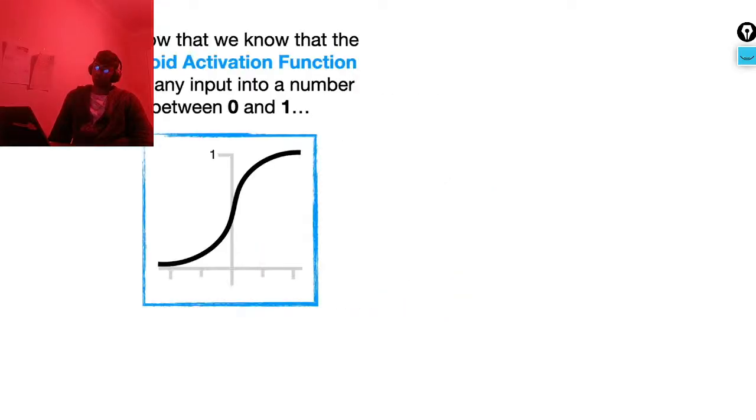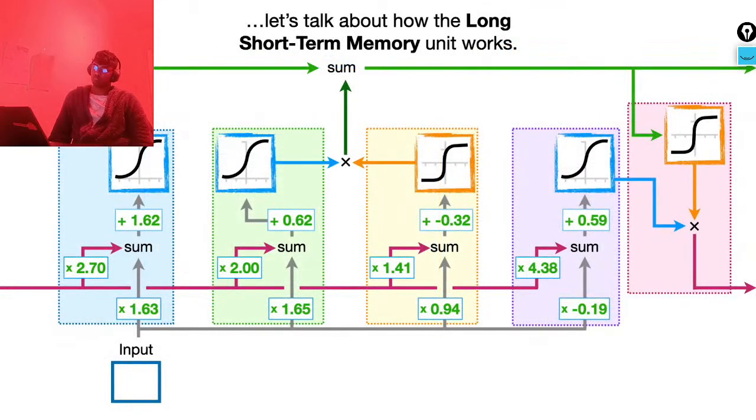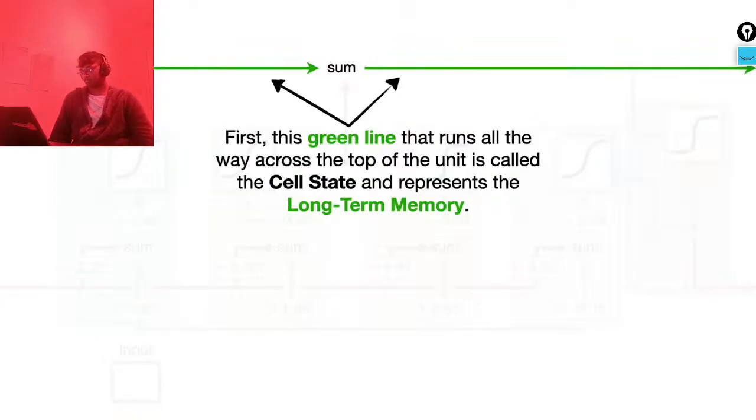So, now that we know that the sigmoid activation function turns any input into a number between 0 and 1, and the tanh activation function turns any input into a number between -1 and 1, let's talk about how the long short-term memory unit works. First, this green line that runs all the way across the top of the unit is called the cell state and represents the long-term memory.